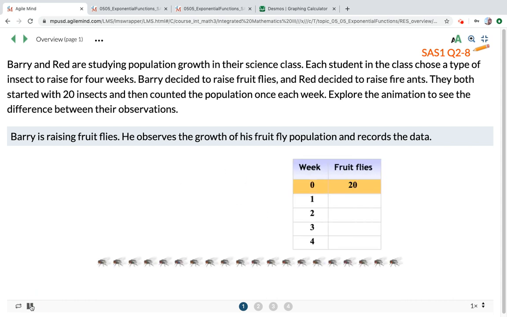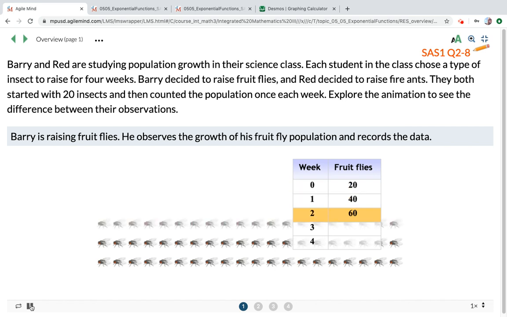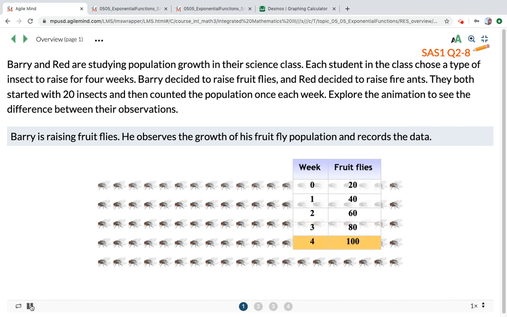So week 1, we got 20 fruit flies, but Barry has 40 fruit flies week 1. Week 2 is 60. Week 3, he's got 80. And week 4, he's got 100. So he starts off with 20 fruit flies, and after 1 week, he's got 40. After 2 weeks, he's got 60. After 3 weeks, he's got 80. And after 4 weeks, he has 100 of them.